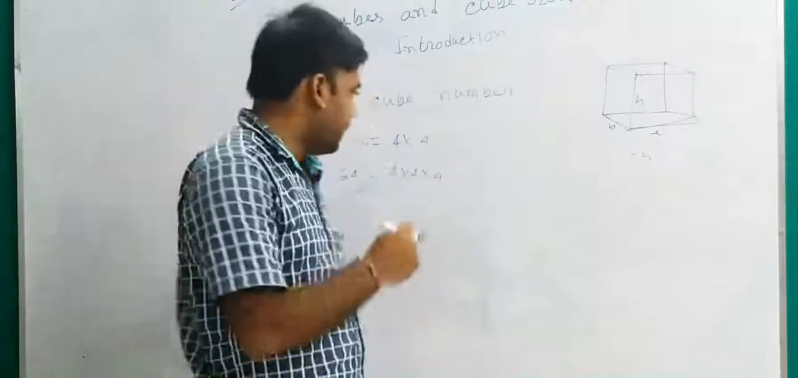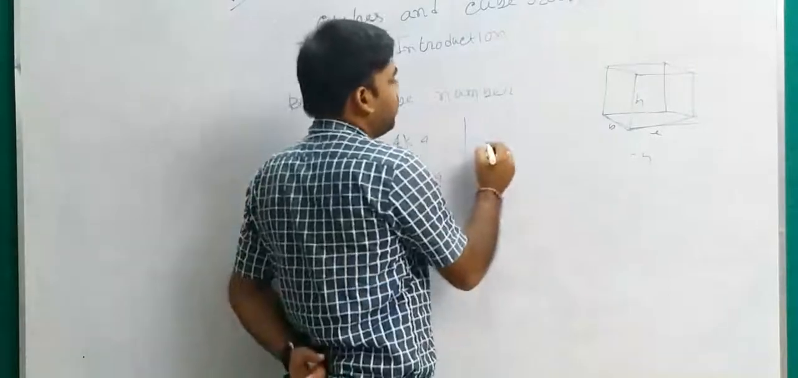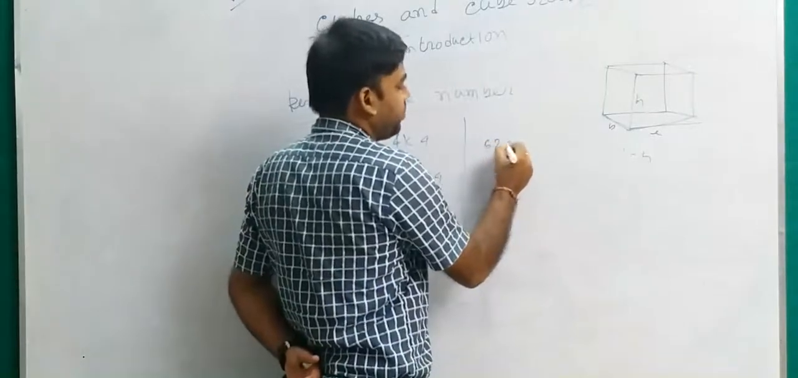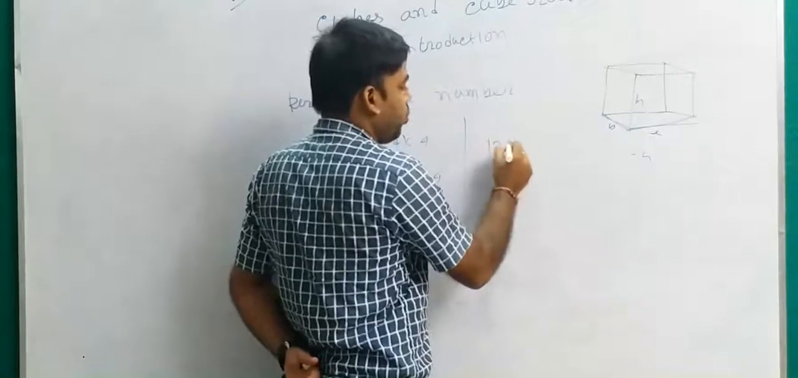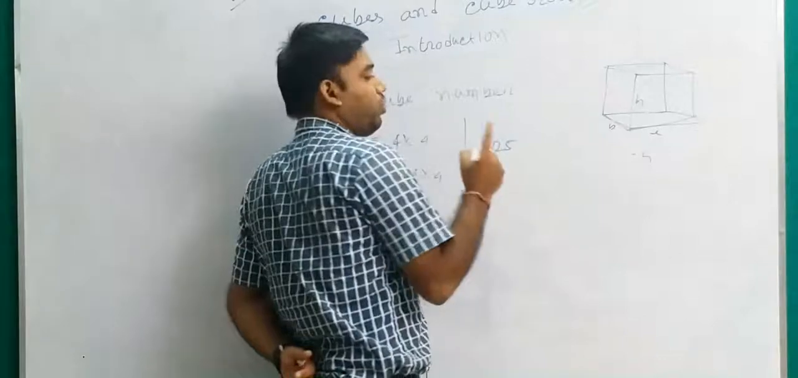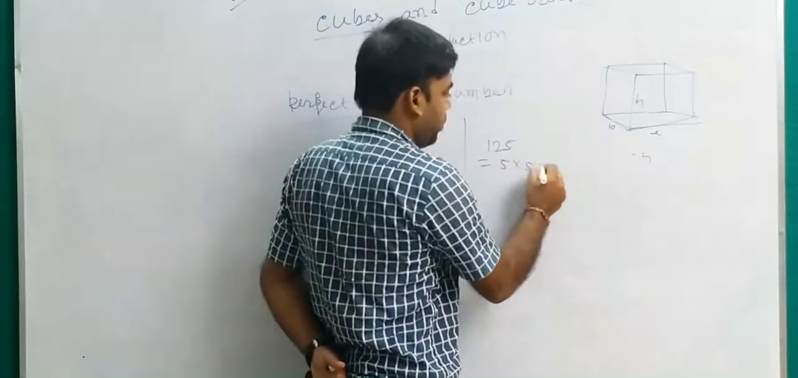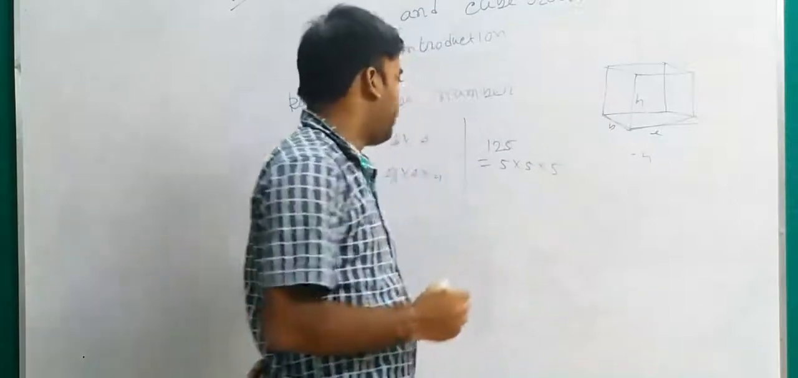Got it? Another example, 125. 125 can be written as the product of three 5's. That is a perfect cube number.